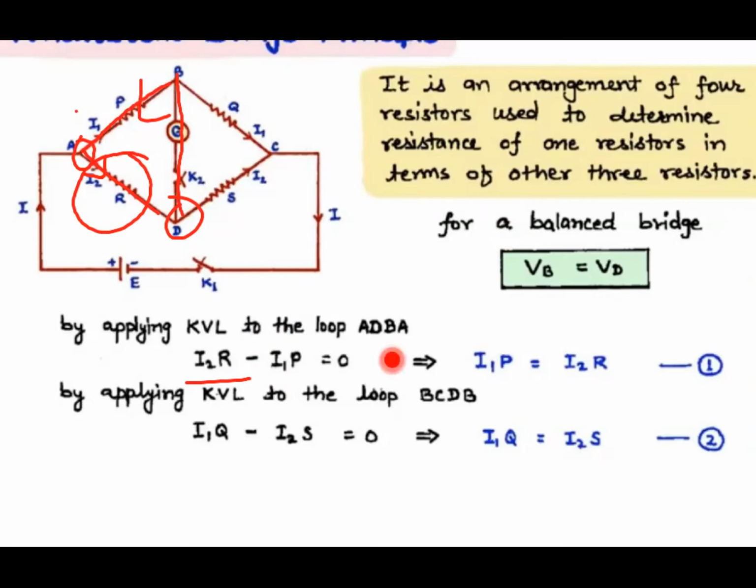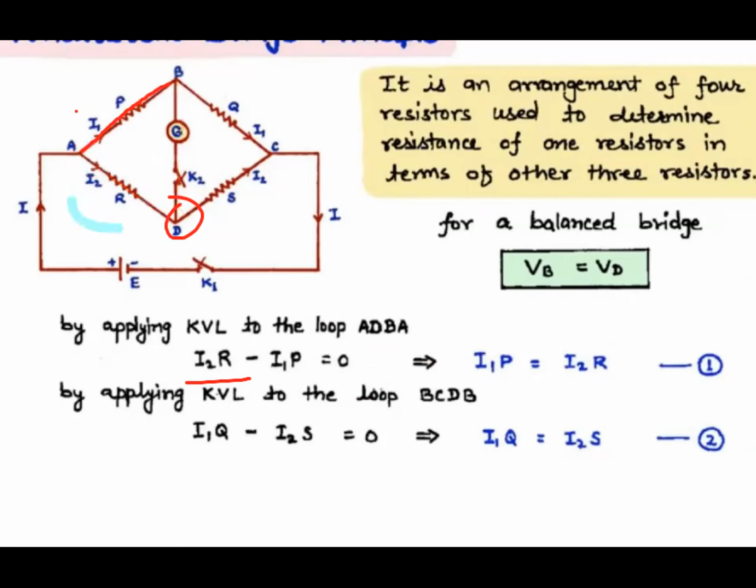So this is your Kirchhoff's voltage law, which says that the total voltage drop and the total EMF is equal to 0. This is the Kirchhoff's voltage law we have applied in loop ADBA. Right? Now minus I1P will go to the other side and it will become plus. So your equation number 1. I hope this is clear.